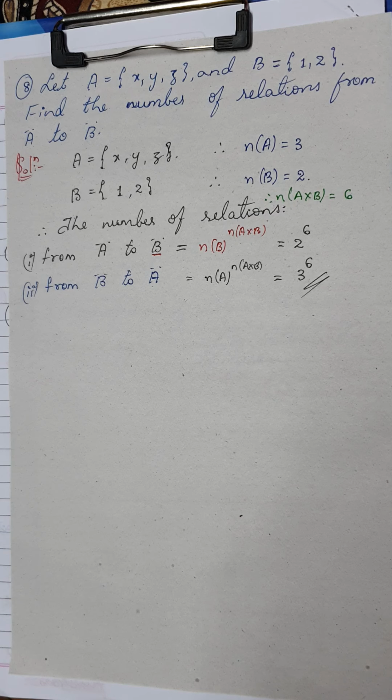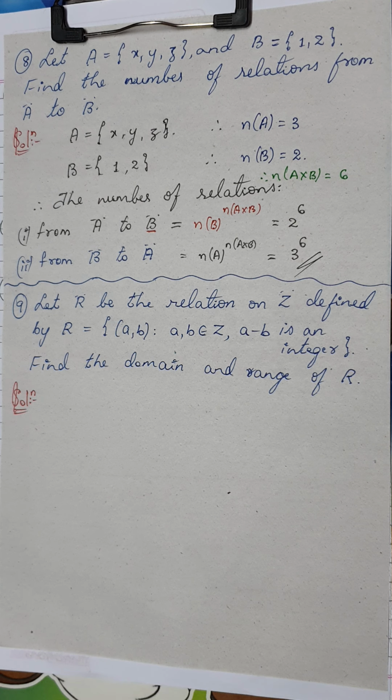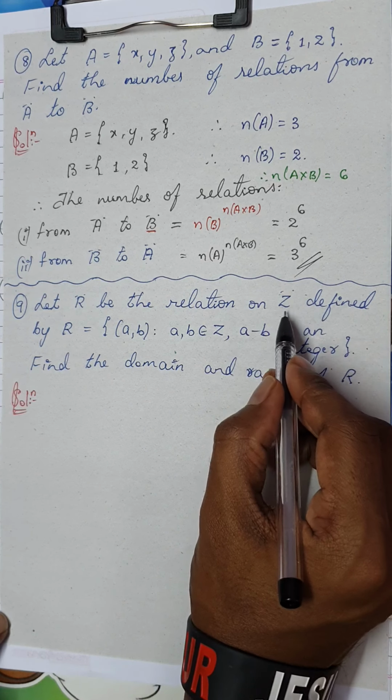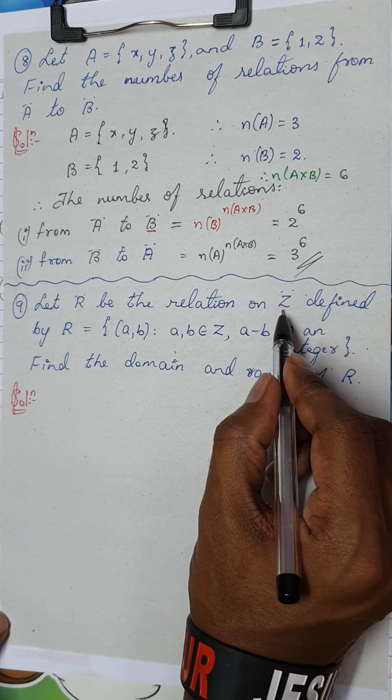Okay, so we are done with question number 8 and we are left with one last question in the exercise. Let us solve it and conclude the session. So here comes the last question. Let R be the relation on Z. So what is the set Z? Z is the set of integers.